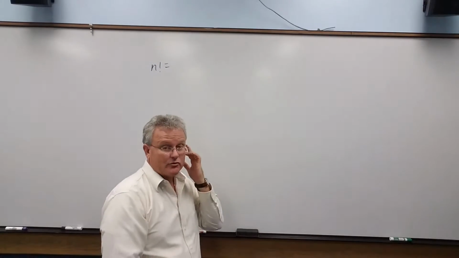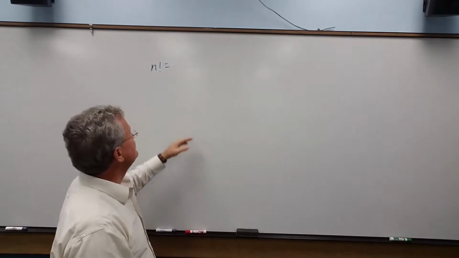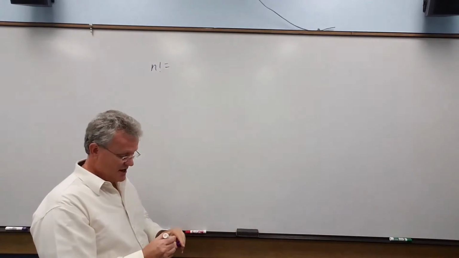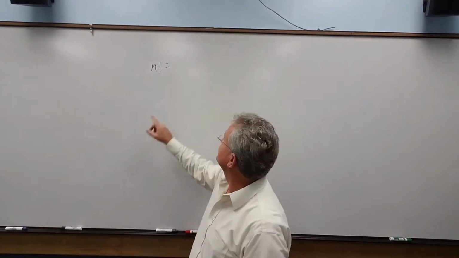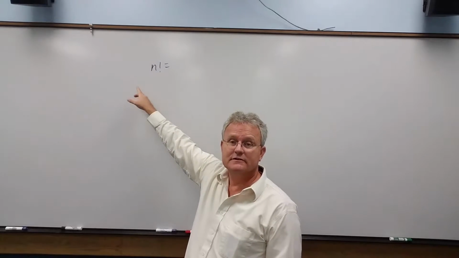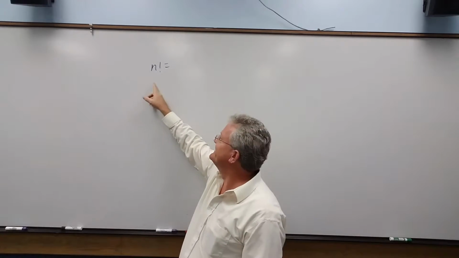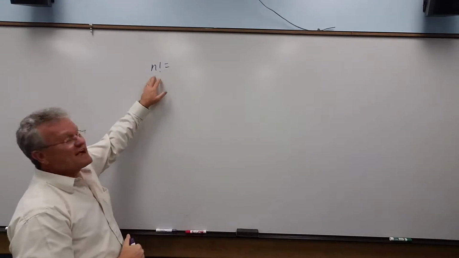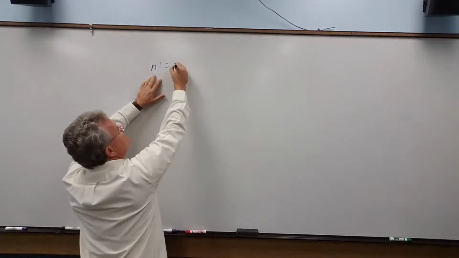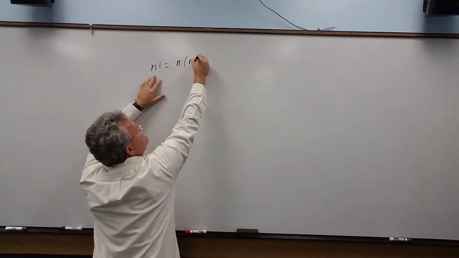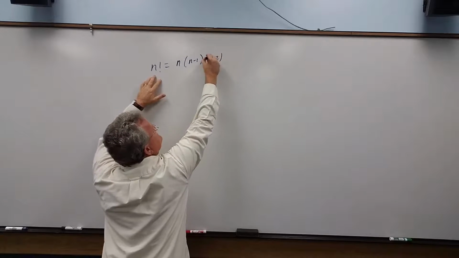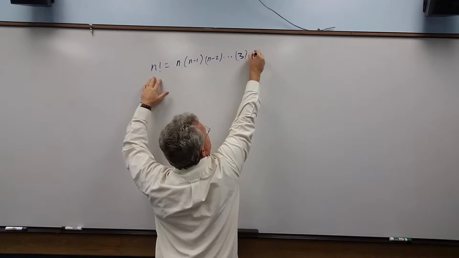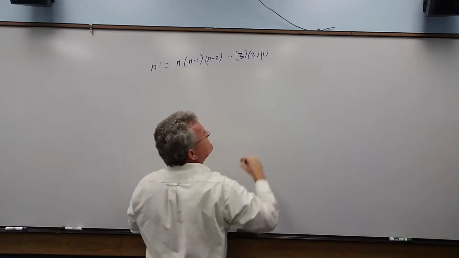When I introduce factorials, I actually start with the definition of n factorial. And I also tell students that this is not read as "n," this is "n factorial" in math. So n factorial is defined as n times n minus 1 times n minus 2, and so on and so forth, down to 3 times 2 times 1.